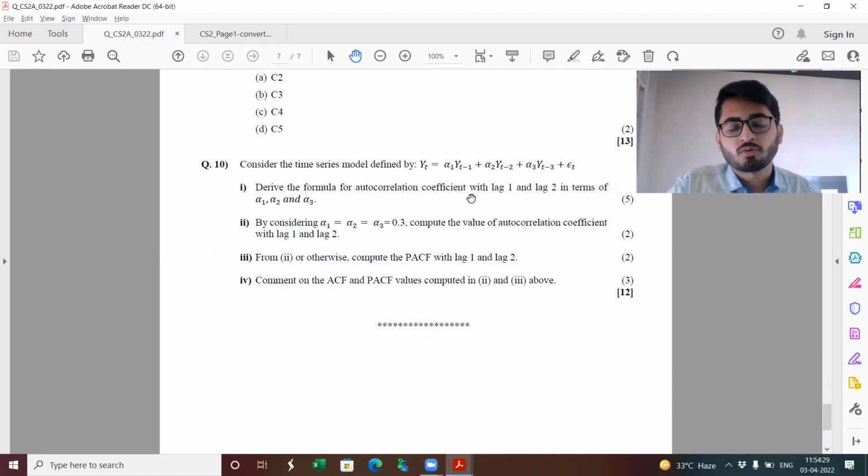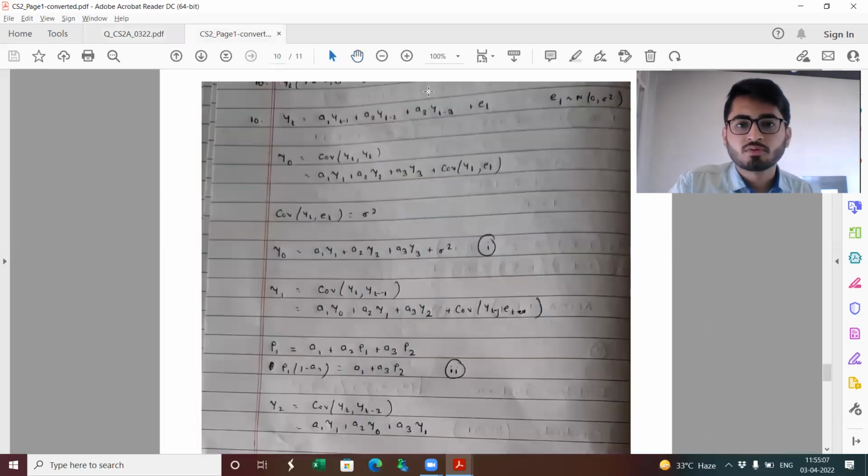We need to find the formula for the autocorrelation coefficient with lag 1 and 2 in terms of alpha 1, alpha 2, and alpha 3. In part 2, we know the values of all of these are 0.3 and we get the numerical values. In part 3, we find the PACF at lag 1 and 2, and then in part 4, we make a comment on these. For an AR(3) process, we would expect that as k increases, the ACF and PACF will decrease. PACF in fact should cut off right after lag 3, but we are doing it for lag 1 and 2. So ideally we should observe that the values of ACF and PACF decrease, that is, the values at lag 2 should be less than at lag 1. Let me quickly take you through the solution. It's a standard procedure.